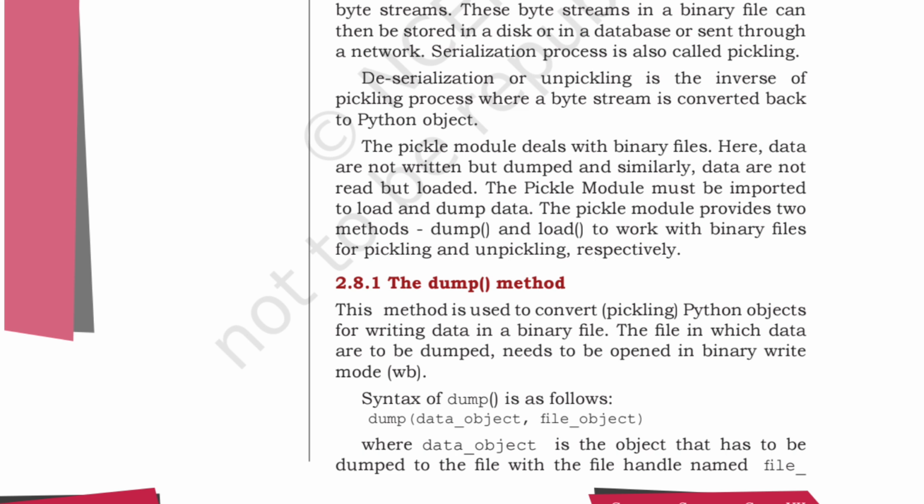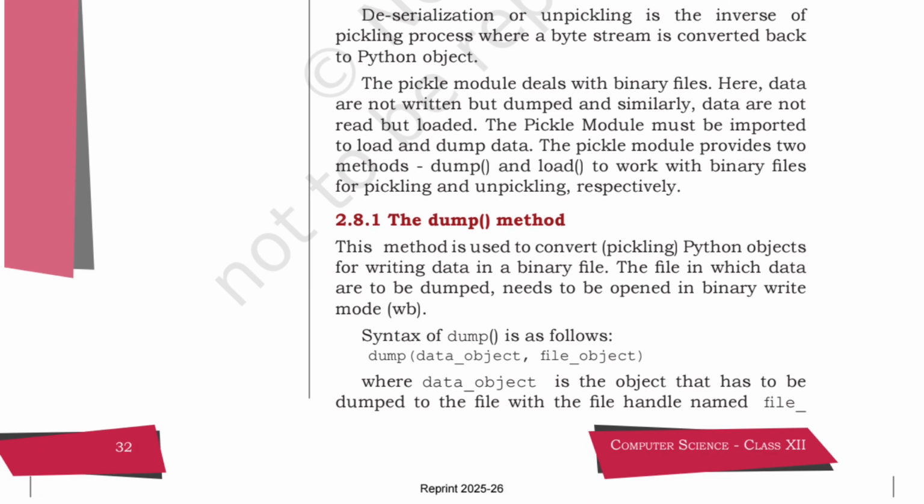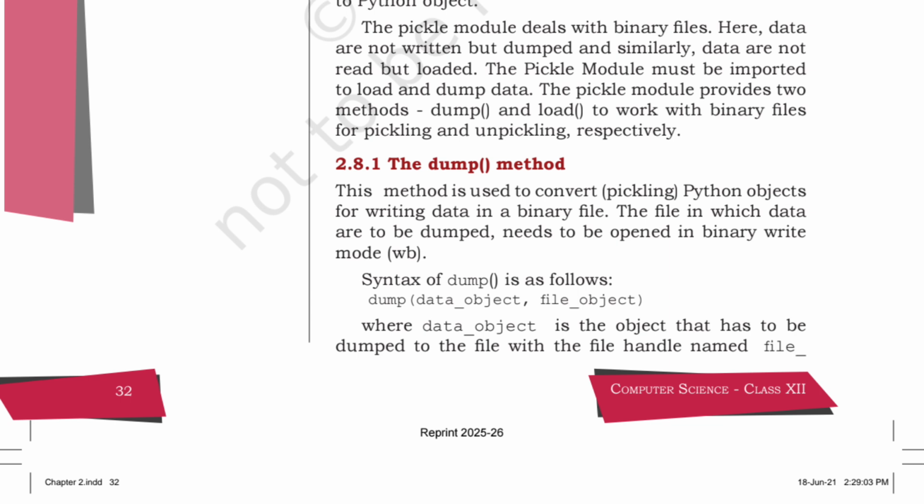Deserializing we already saw, that is unpickling, the inverse of pickling, where the byte stream is converted back to the Python object. And over here pickling means what? We are converting the object to the byte stream. Okay, so that converting is your pickling only. So we are using this method for writing data in the binary file. We are writing the data in binary file format.